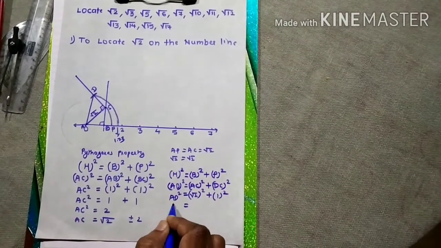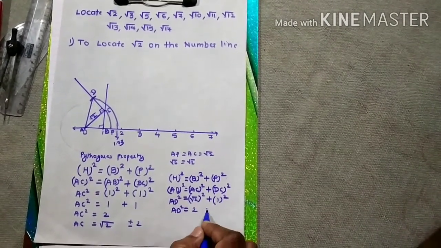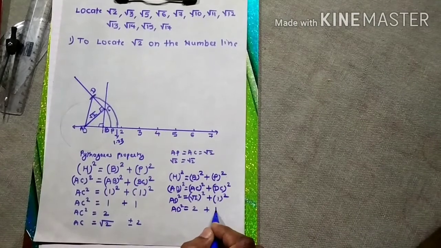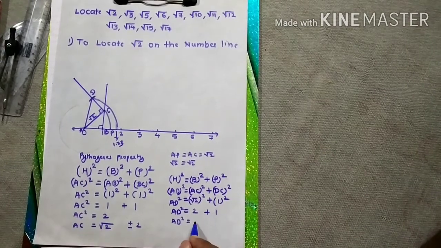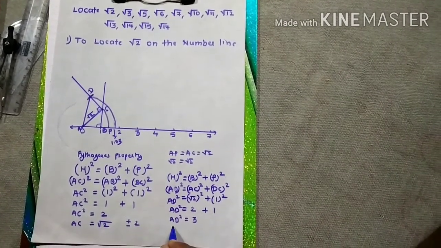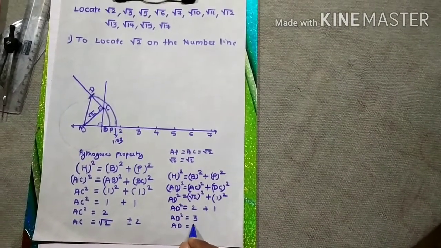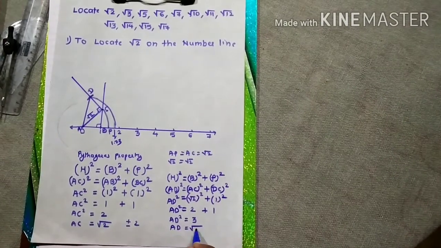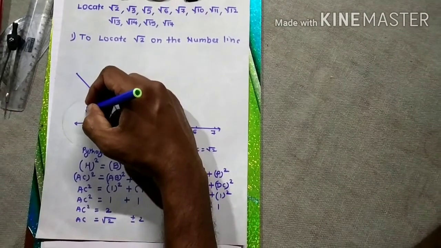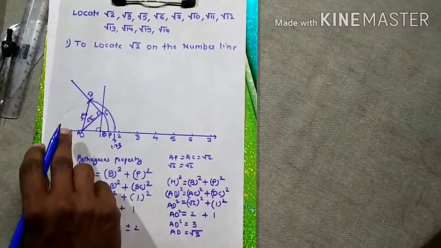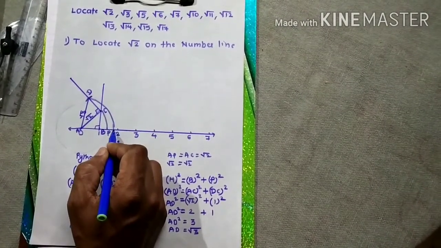So what is the value of root 2 square? That is 2, plus what is the value of 1 square? 1. AD square is equal to 2 plus 1, which is how much? 3. Next you have to bring this square to the right hand side. We get here under root. So this is root 3. So AD is root 3.